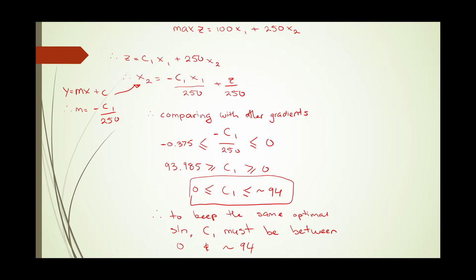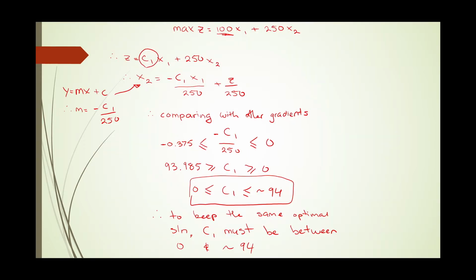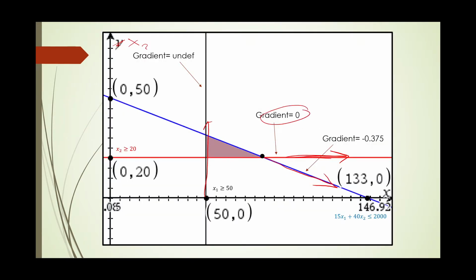So introducing a new arbitrary variable c1 here in place of the 100 in front of the x1, we can actually rephrase the objective function as a y equals mx plus c type formula. So as we had before, this was supposed to be x2 and x1. So y, and here's our m, and here's our c. So we get m equals negative c1 over 250. Comparing with the other gradients, we had 0 and we have negative 0.375.